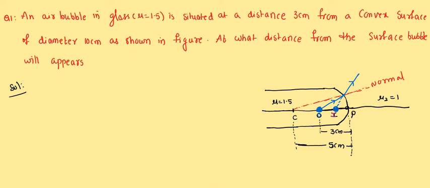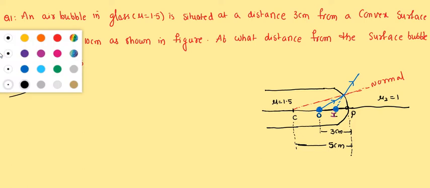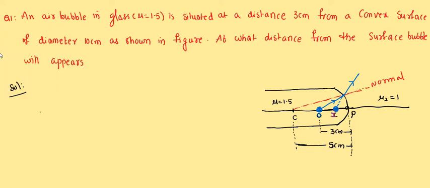Now I am going to explain the problem based on refraction through a spherical surface. Here, what they gave in the question: an air bubble in the glass is situated at a distance 3 cm from the convex surface of diameter 10 cm, as shown in the figure. At what distance from the surface will the bubble appear?